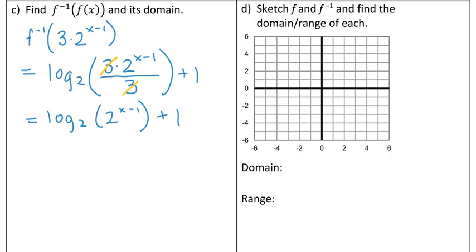This is what I'm left with. The next thing to go will be the log and the exponential. They're both base 2, so they cancel, and I'm left with an x minus 1 plus 1. Those parentheses I don't really need. I can just say that subtracting 1 and adding 1 will cancel each other out, and I'm left with an x. So once again, it is looking like I found an accurate inverse.